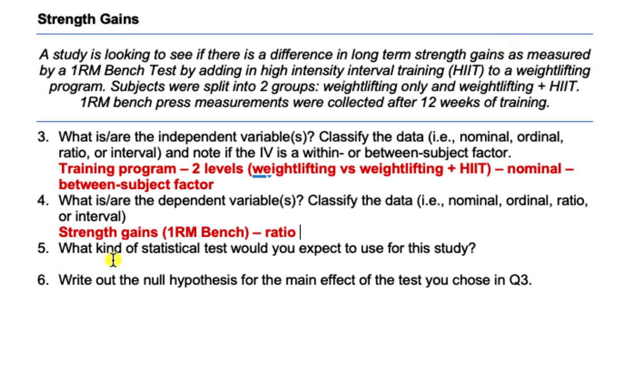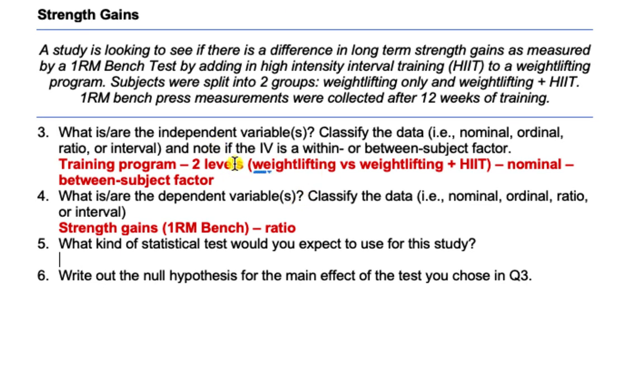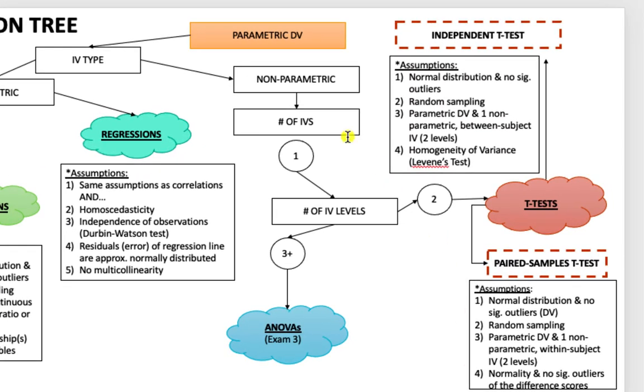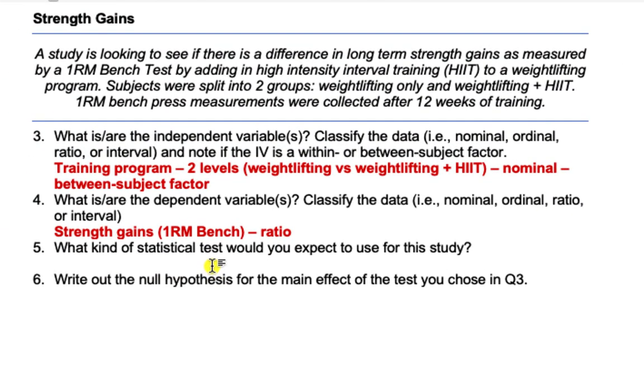Okay. So based off of this information, knowing that we have a nominal independent variable with two levels, it's a between subject factor, we could consult our decision tree, right, where we've got parametric dependent variable, that's our strength gains. Our independent variable is non-parametric, and we have two levels of that single independent variable. The main difference between independent and paired is the between versus within subject, and we identified we had a between subject variable, so that should tell us that we're running an independent t-test.